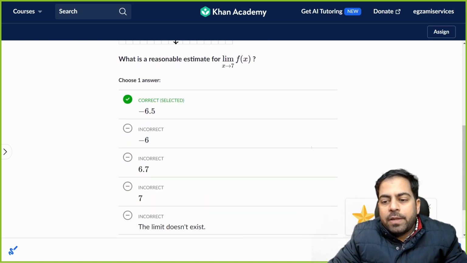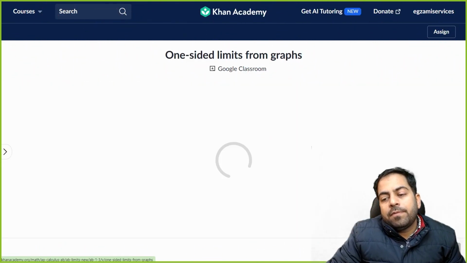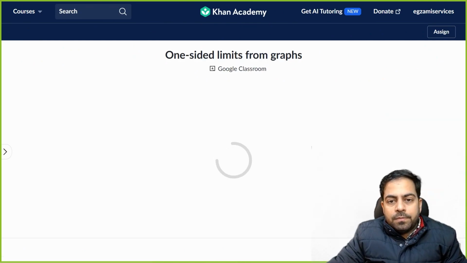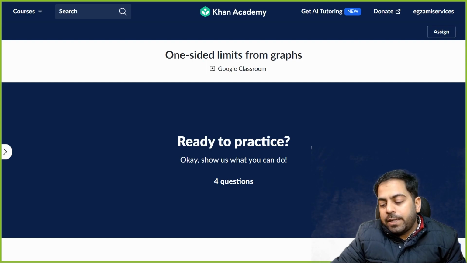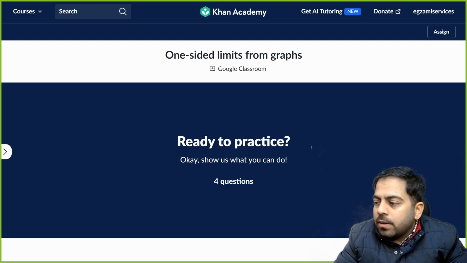So -6.5 is the right answer. So that was finding limit from graphs. Next is, let's see, one-sided limits from graphs. In this, we will be asked to find only LHL and only RHL from the graphs.